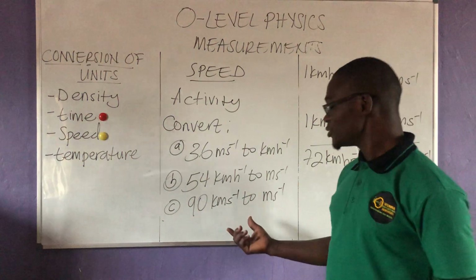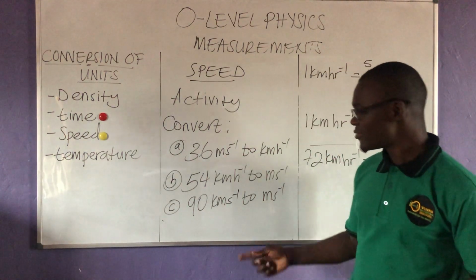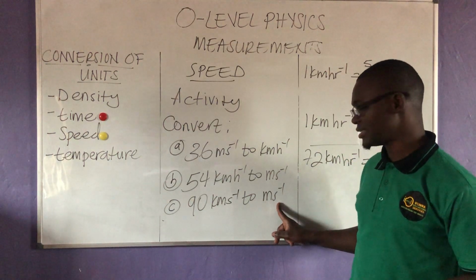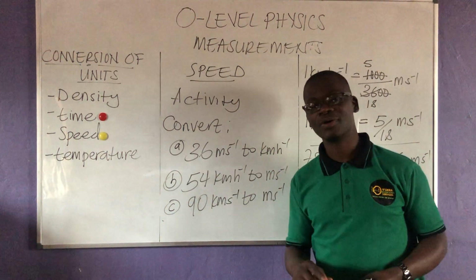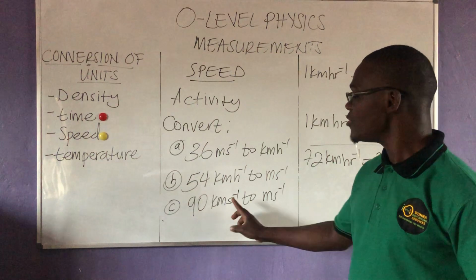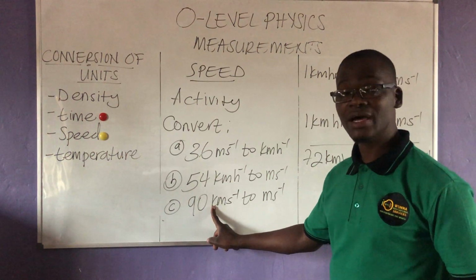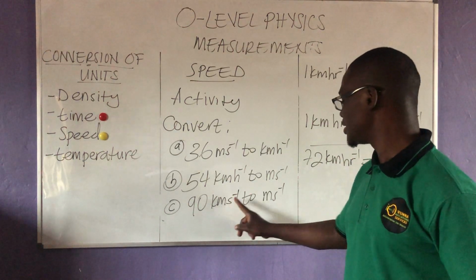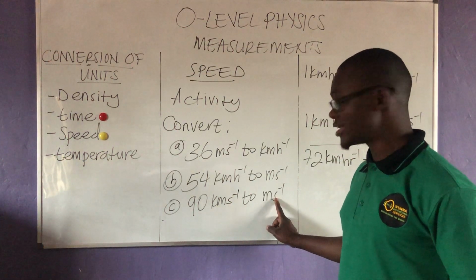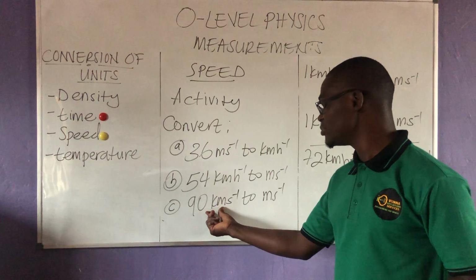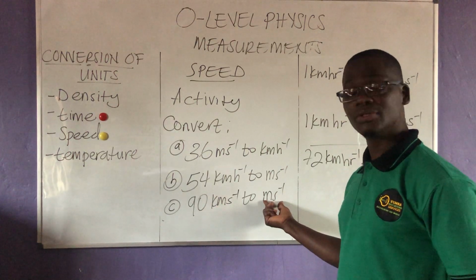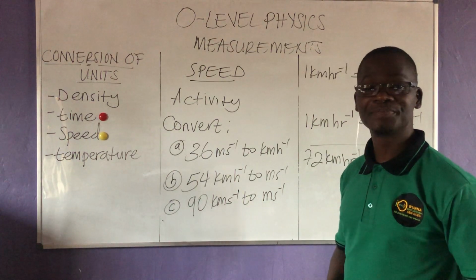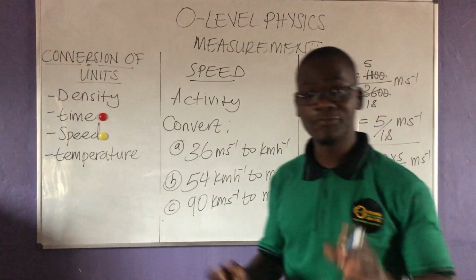Otherwise, if we have this case where kilometer per second is changing to meter per second, the trick is simple. In this, we shall only change the kilometer to meter, because the second is already in the required unit. So we are just going to change the 90 kilometer to a certain number of meters, but we shall leave the second. Otherwise, that has been for today.